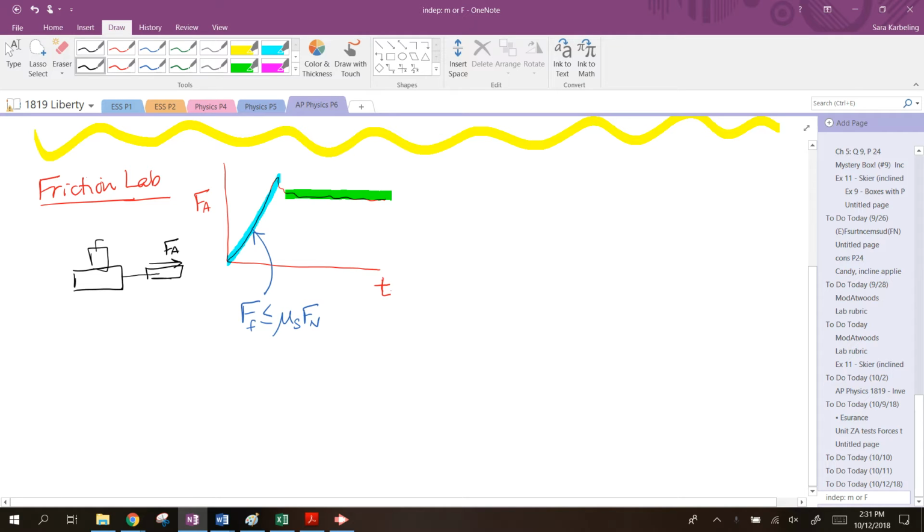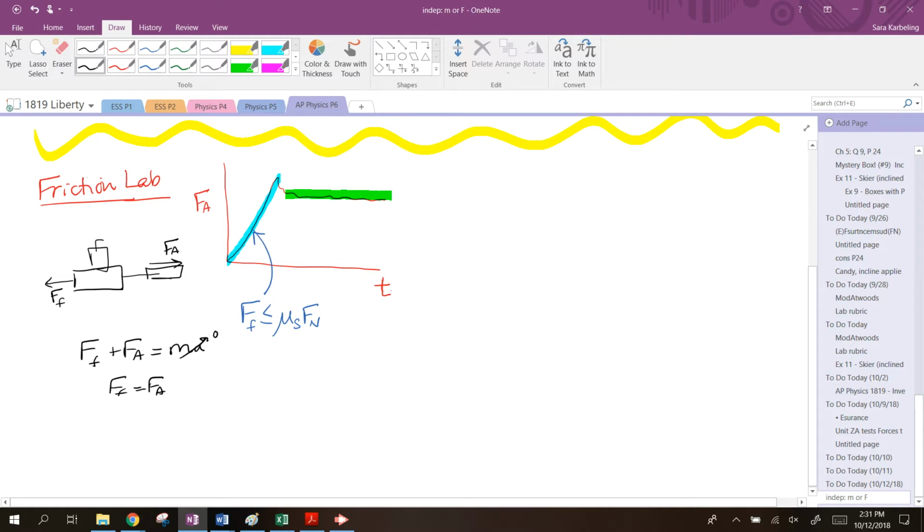Here's my applied force. Here's the frictional force. And I know that the applied force and the frictional force have to be equal. Why? Because it's not accelerating, right? So I would write an F net equation down. I'm going to write an F net equation down that says FF plus FA equals MA. A is 0. So FF has to equal FA.